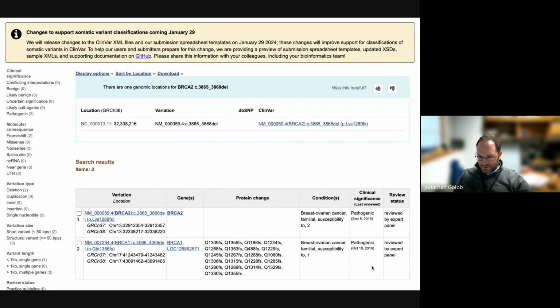These last three columns are where I think things get to what a patient would really want to know. What cancers or conditions has this variant been associated with? So in this case, breast ovarian cancer and familial susceptibility. It is a pathogenic variant, and it has been reviewed by an expert panel. This is about as firm as one can get for a variant. It is solidly demonstrated to be pathogenically related to increased risk for breast cancer and ovarian cancer, even after review by an expert panel, and been observed many, many, many times.